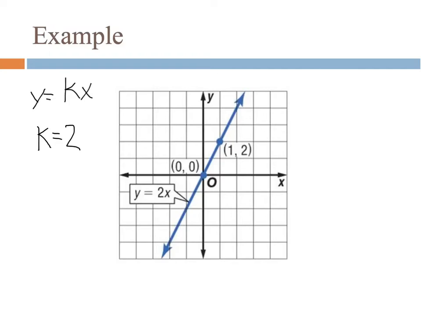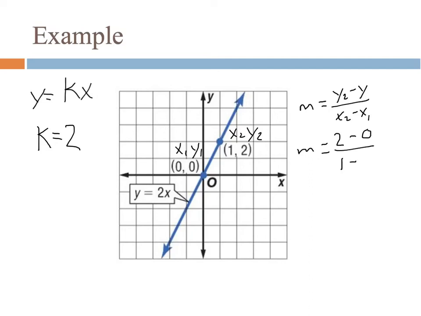We also said that we can find it using the equation for slope, which is m equals y2 minus y1 over x2 minus x1, because our constant of variation is the same as the slope. So using the 2 points they give us, we have x1, y1, x2, y2. Anytime you're finding slope, I would always label my points. So after that, I just plug them straight into the equation. M equals y2, which is 2, minus 0, over x2, which is 1, minus 0.